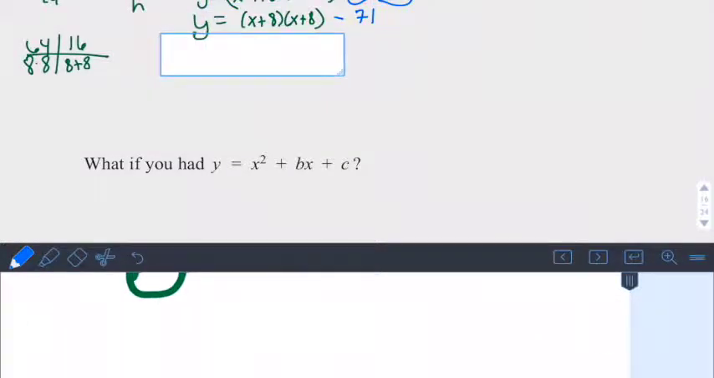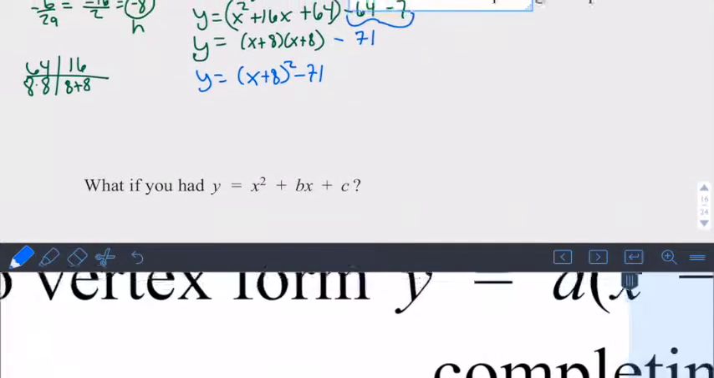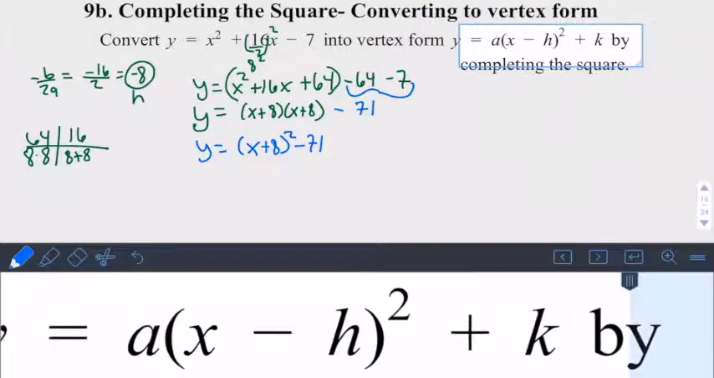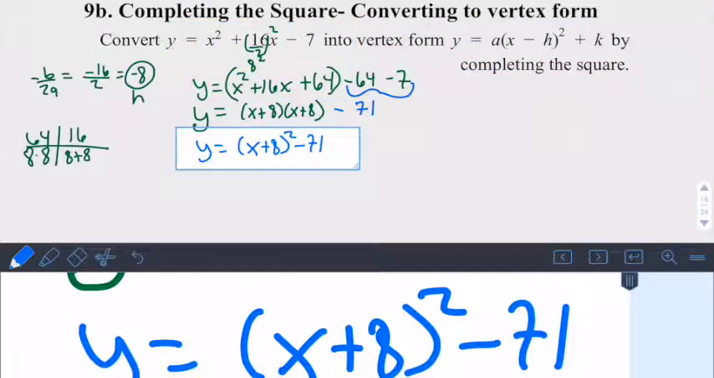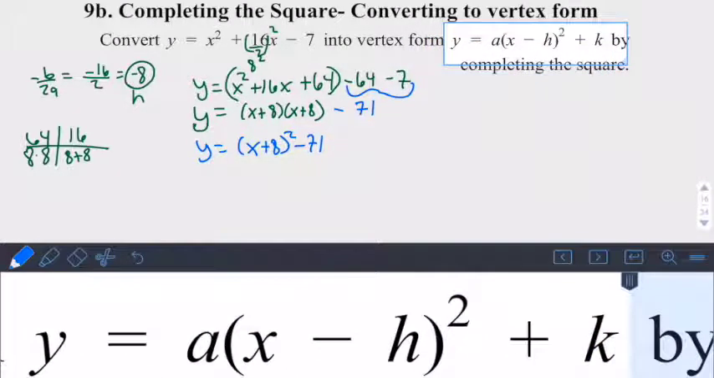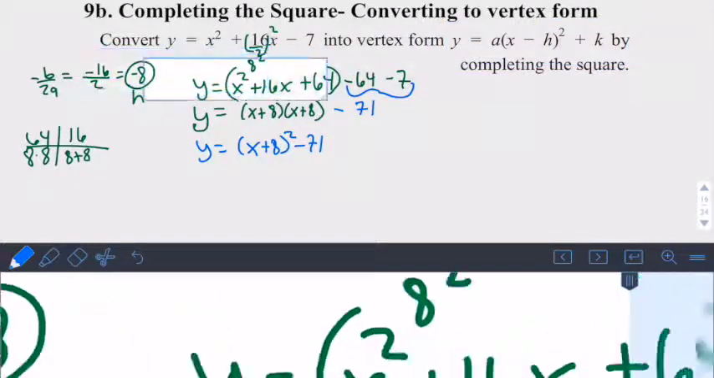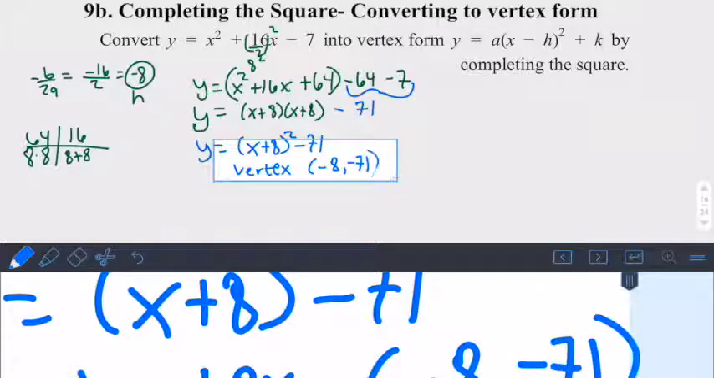Now I have this, y equals x plus 8 squared minus 71. So this is vertex form. Okay, my a is 1, which we knew from this a is 1, so that turned out the same. My h is negative, right? Negative 8, and you can see that right in here. So my vertex is negative 8, negative 71.